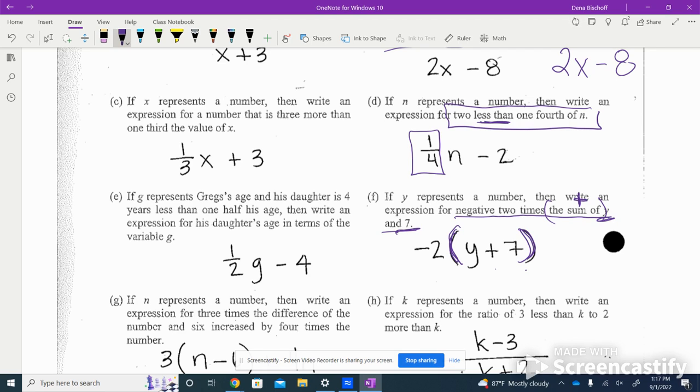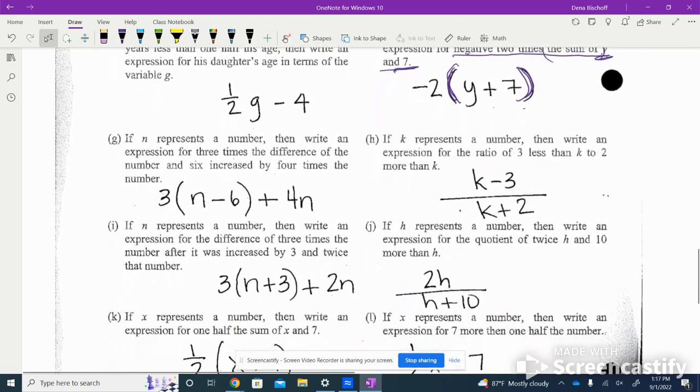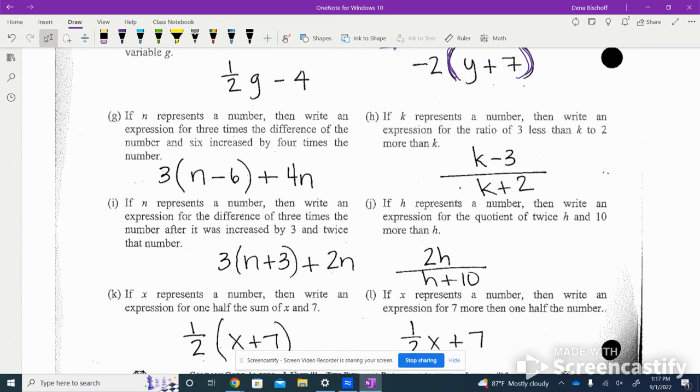Okay. Did we have to do letter G? Yes. Okay. So letter G. We're doing 3 times the difference of, that's going to be a subtraction problem. So that's where I have 3 times, and then my parentheses, the difference of a number and 6, a number and 6, and it's increased by 4 times the number. So 3 parenthesis n minus 6 plus 4n.